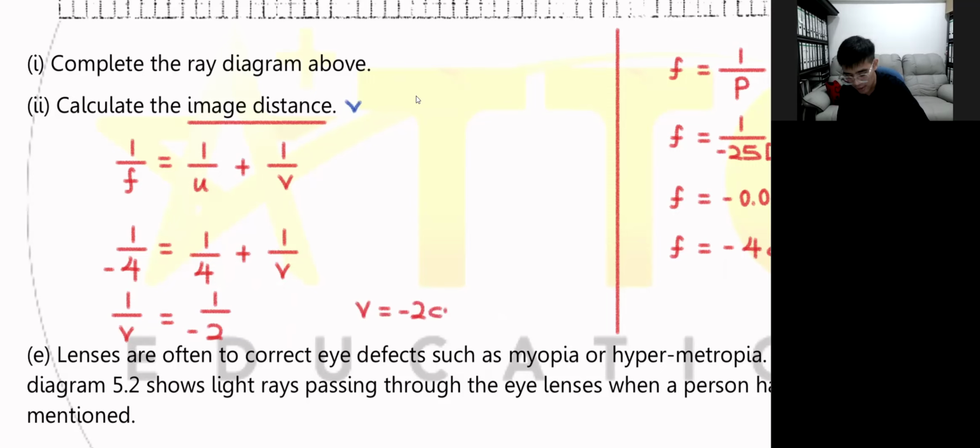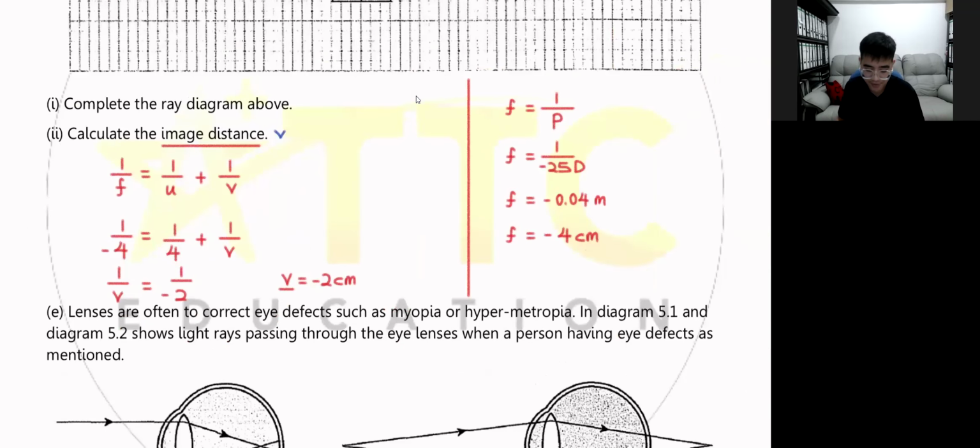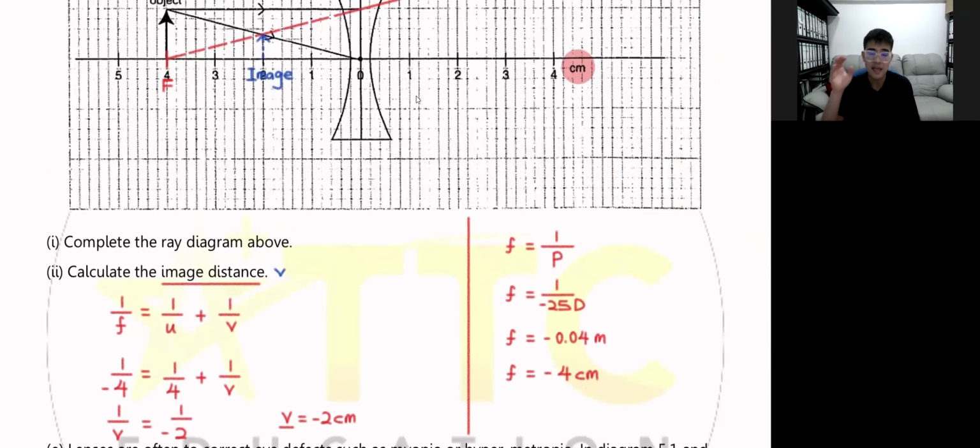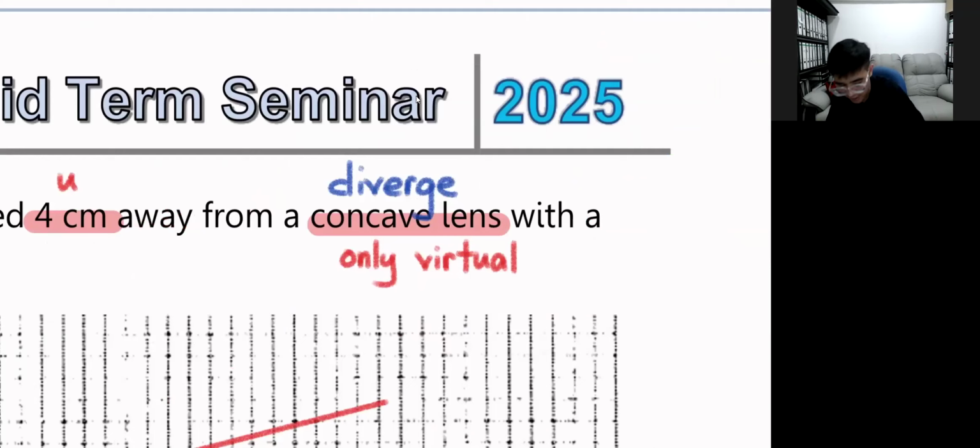And that means what? If you get a negative image distance, the image is a virtual image. Negative means virtual image. And that's what we discussed just now: if you are using a concave lens, definitely you will get a virtual, upright, diminished one. Always remember that as long as you use a diverging device, diverging lens or diverging mirror, it is always virtual, upright, and diminished. Diminished means becoming smaller.